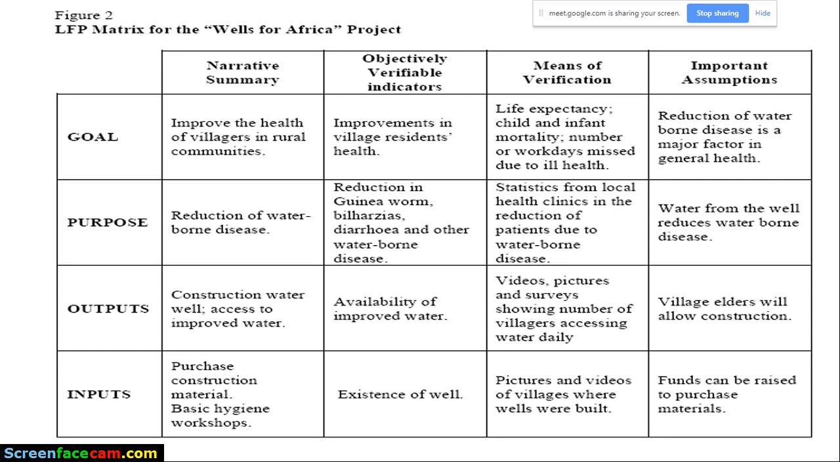Then can I have someone to lead for us under the narrative summary what the output is and what the objectively verifiable indicator is? And what's the indicator? Exactly. So let me just explain.